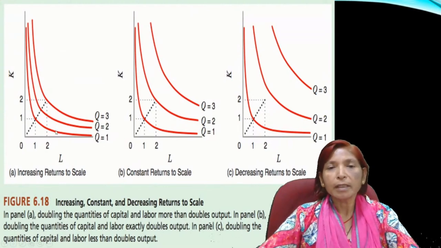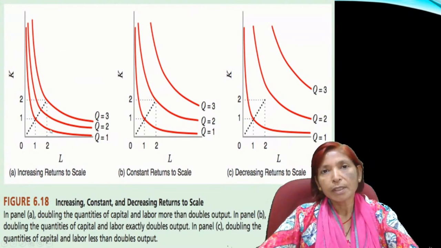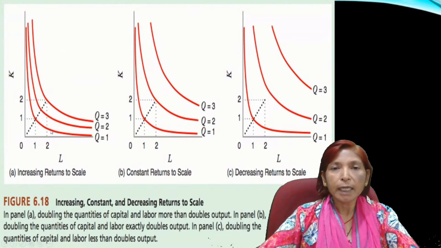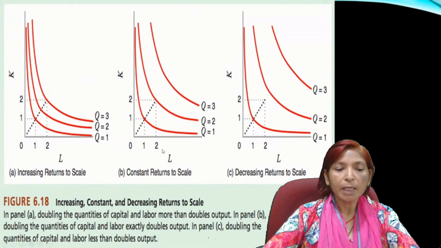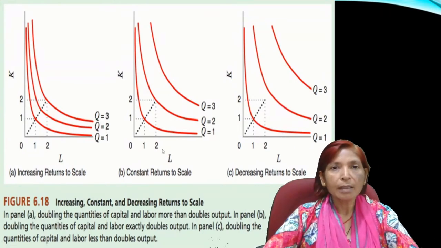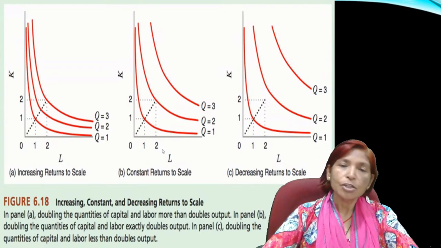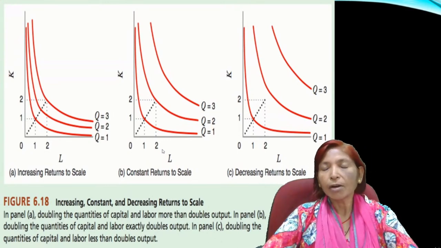If we use 10% more input but get 20% more output, increasing returns to scale will be applicable. If we use 10% input and get 10% output, then constant returns to scale will be applicable. If we use 10% input and get 5% output, then the decreasing returns to scale law will be applicable. So these are different stages of returns to scale, and the returns to scale law is applicable in the long run, not in the short run. And in the long run, all factors can change simultaneously or equally.